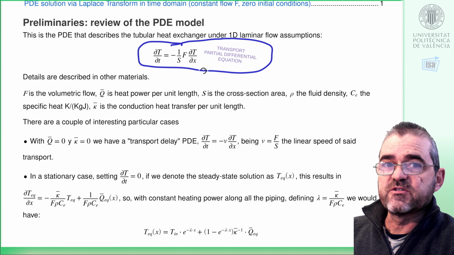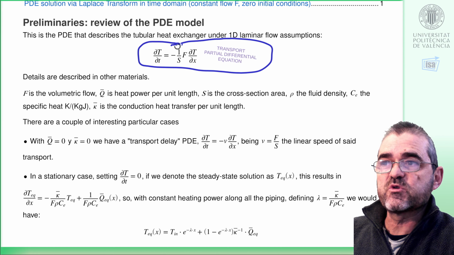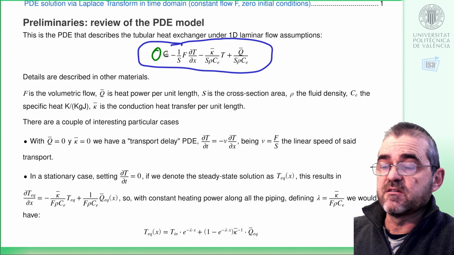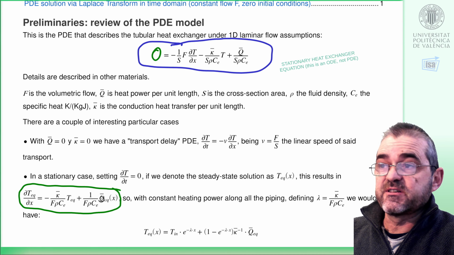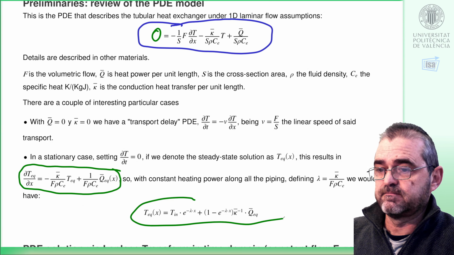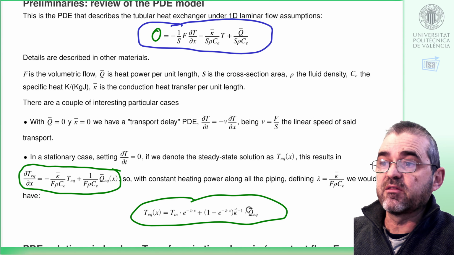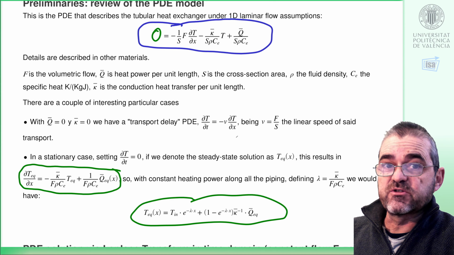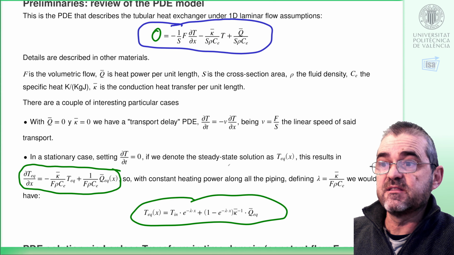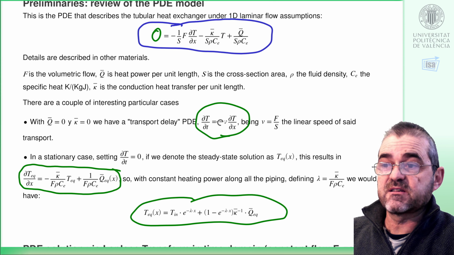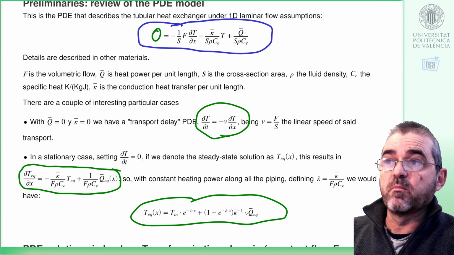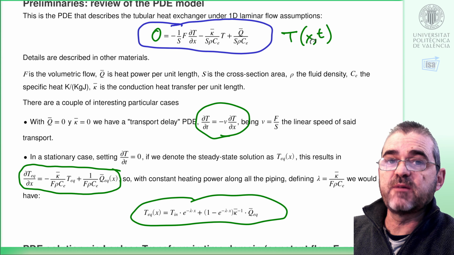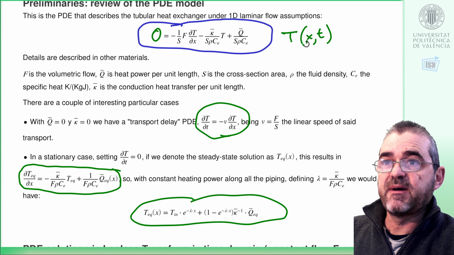If the pipe is perfectly insulated and there's no heating, then we get the famous transport equation. And if time derivatives are set to 0, we also get the famous steady-state equations, which are ordinary differential equations in the x variable, yielding these exponential profiles in length. Of course, our goal is solving not only steady-state, but also the transient, so that we will get this transport delay and this stationary regime as particular cases of our more general solution: temperature as a function of the position in the pipe and time.